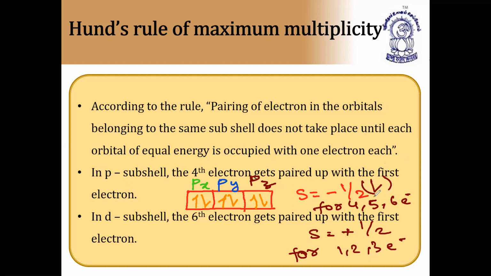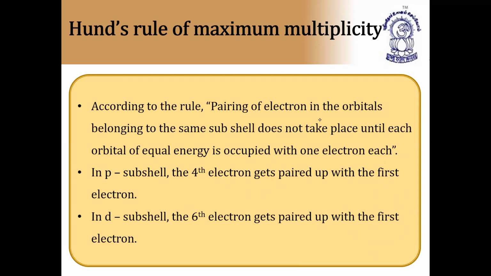The d orbital is also the same thing: 1, 2, 3, 4, 5, then 6, 7, 8, 9, 10. So pairing starts only with the sixth electron, which gets paired up with the first electron. I hope this is clear. This is called Hund's rule of maximum multiplicity.